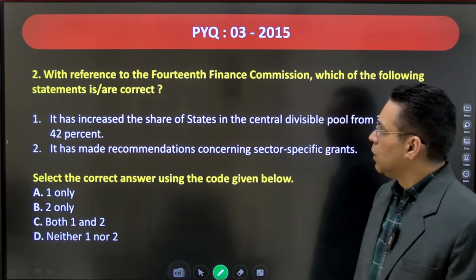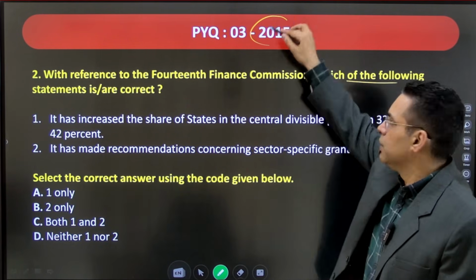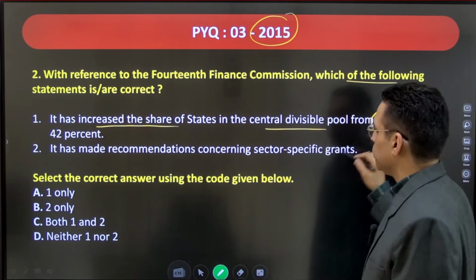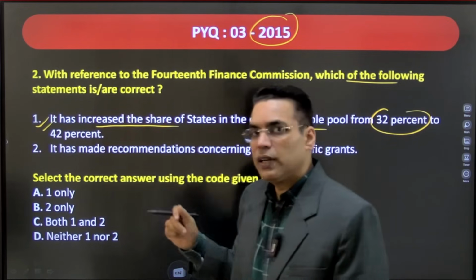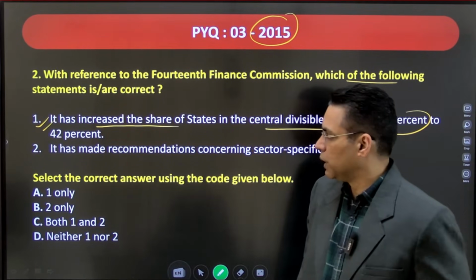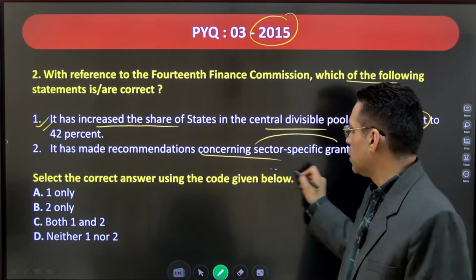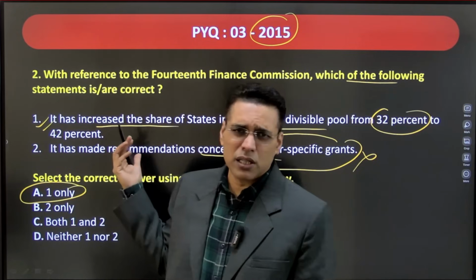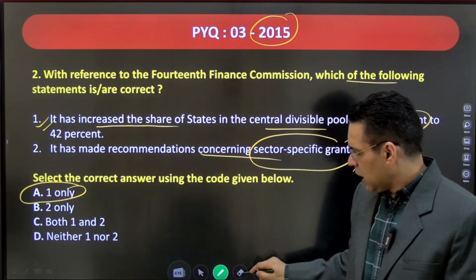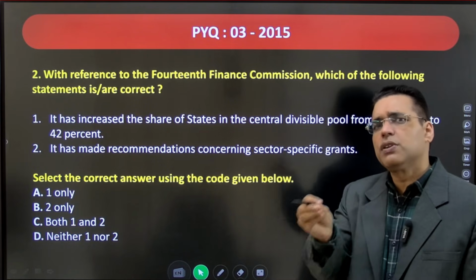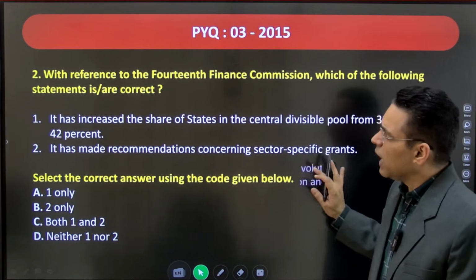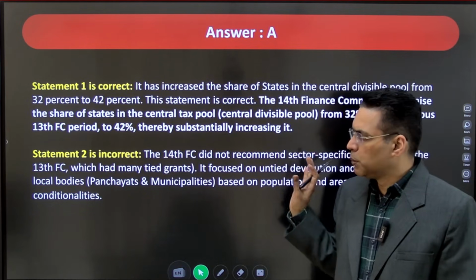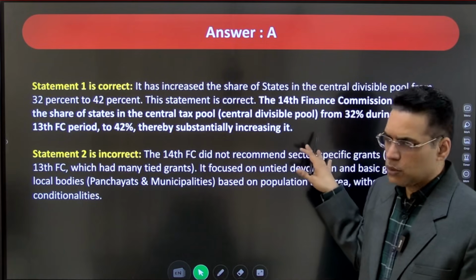Now, next question. With reference to the 14th Finance Commission, this question came in 15. Which of the statements is correct? It has increased the share of states from the divisible pool from 32 to 42%. This statement is right. In fact, in the 14th Finance Commission, the Government of India is giving more revenue to the state governments. It has made recommendations concerning sector-specific grants. Sector-specific grants were not recommended. This was the data. Again, you should not be expected to know this question because it is an old question. We are going to be more concerned about the 16th Finance Commission vis-a-vis the 15th Finance Commission, the comparison part. So here A is the answer, very simply. But the people who have studied this topic around that time should be able to solve it. In fact, I gave this prelims examination and I was able to solve it.